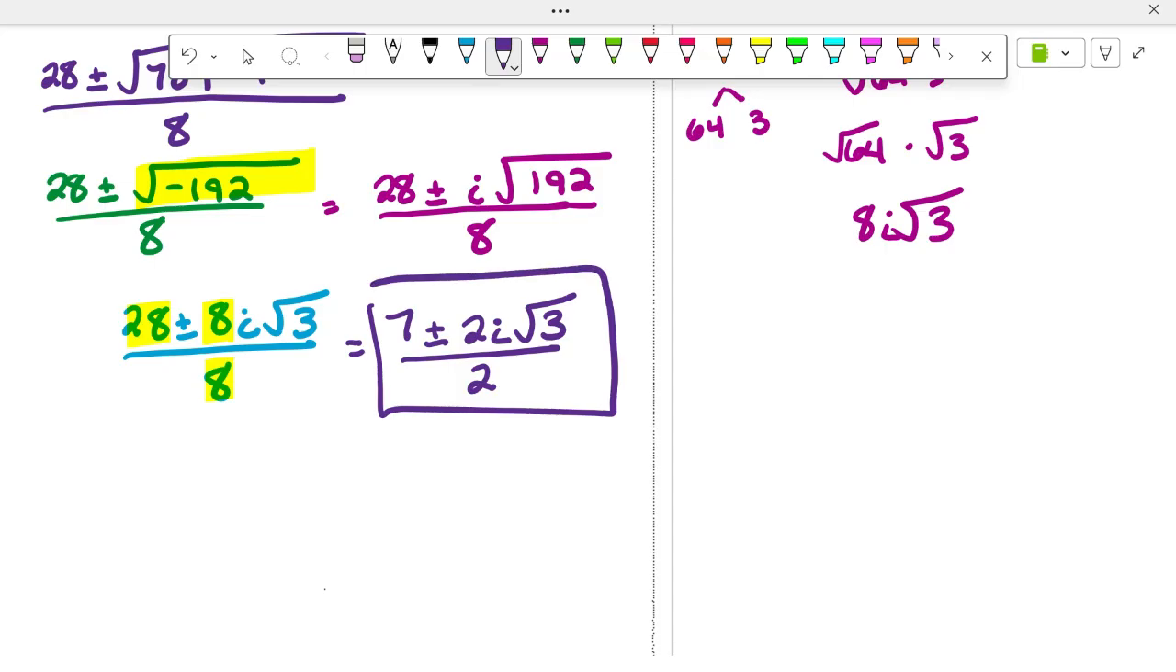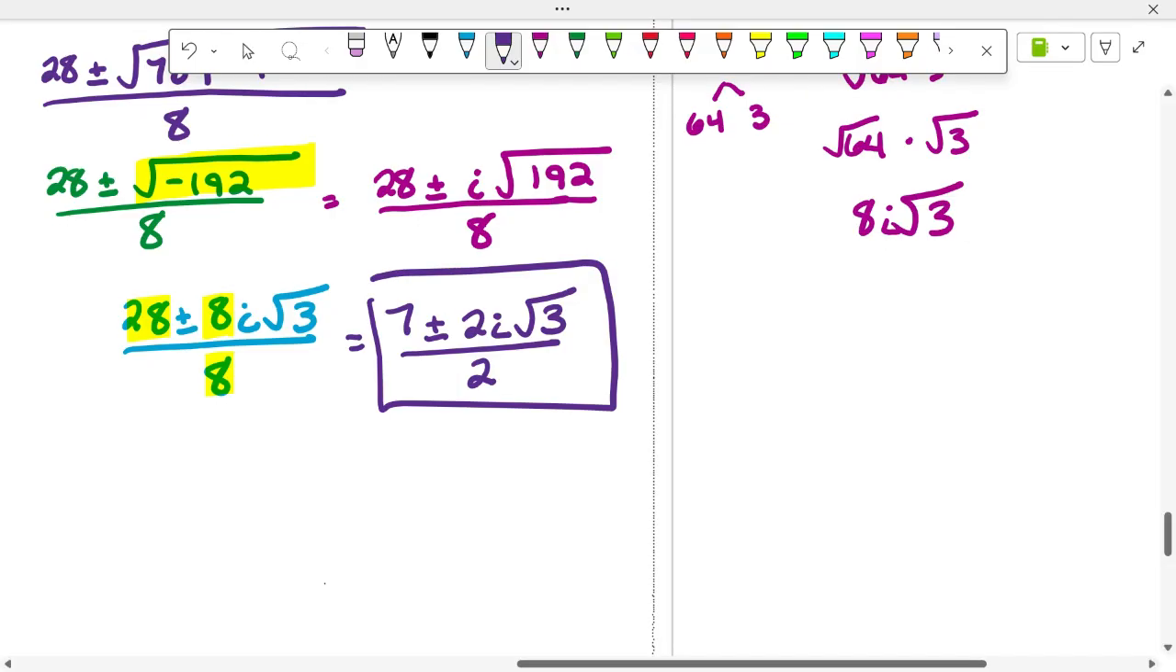How'd you guys do? Okay? Yeah. All right. So that's it for today. So your homework, it's a very short Delta Math. It's only 6 problems. All right? But it is all quadratic formula. Yes, ma'am?